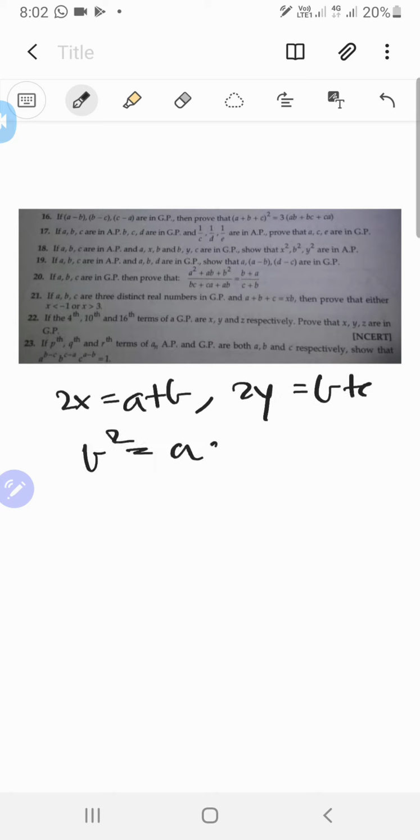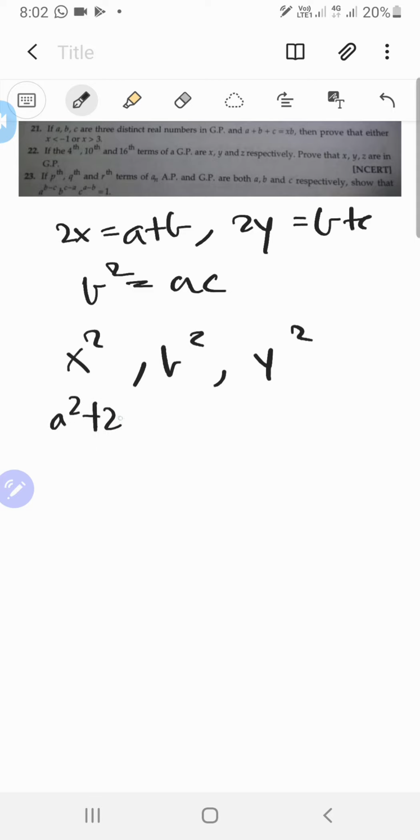Fine. So let's look at this thing, x squared, b squared and y squared. When you put the value of x as a plus b upon 2 in this thing, what you get is a squared plus 2ab plus b squared upon 2 squared, which is 4, and then you have 4b squared upon 4, and then you have y, which is b plus c upon 2 whole squared, which is b squared plus 2bc plus c squared upon 4.